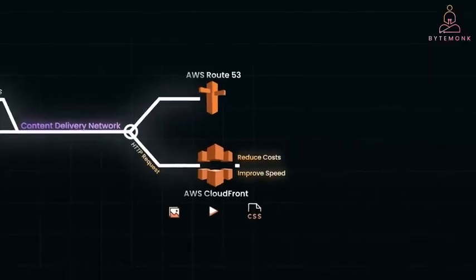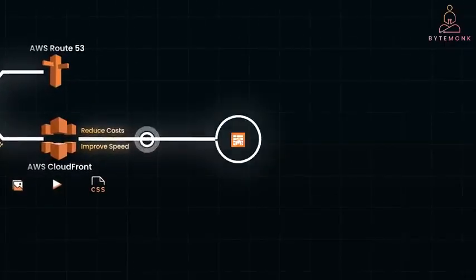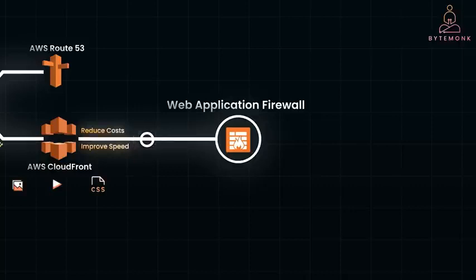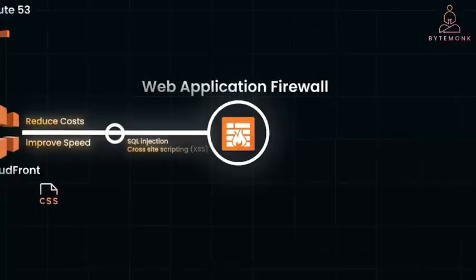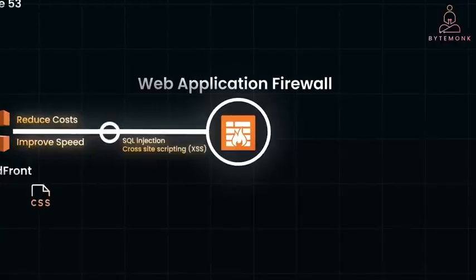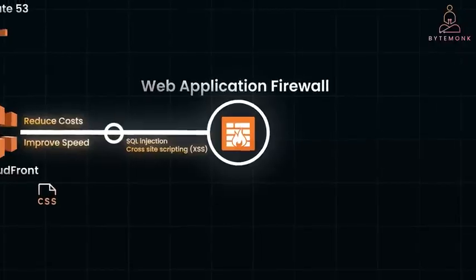Before the request reaches your backend services, it passes through the Web Application Firewall, or WAF. A WAF is your application's first line of defense. Imagine someone trying to hack into your system using SQL injection or cross-site scripting attacks. WAF stops those attacks in their tracks by filtering out malicious traffic before it even hits your backend services.